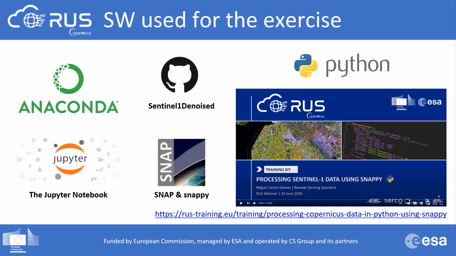So we will be running our exercise in Python using Jupyter Notebooks, and the processing will require quite a lot of different packages, including already the ones that I have mentioned, such as the Python bindings for Snap, called Snappy, or for example, the Sentinel-1 denoise algorithm, which is also available as a Python package.